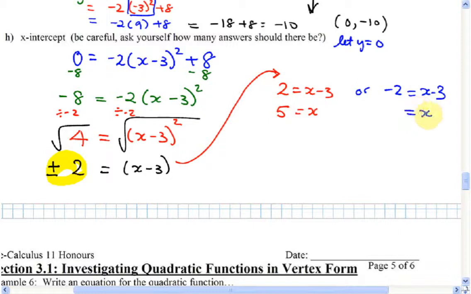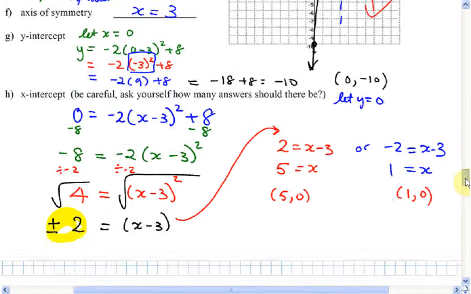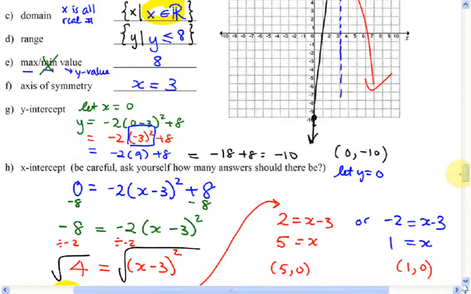So we'll add 3 to both sides, so you get x equals 5 and also x equals 1, which means your x-intercepts are (5, 0) and (1, 0). Okay? So I'd like you to go back to your graph now and fix it up a little bit, because notice that we have here 2 x-intercepts, which makes sense because the parabola opens downward, right? It crosses the x-axis at 2 different points.